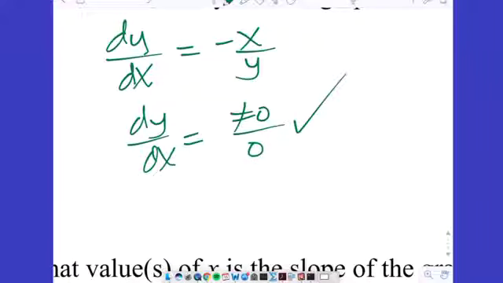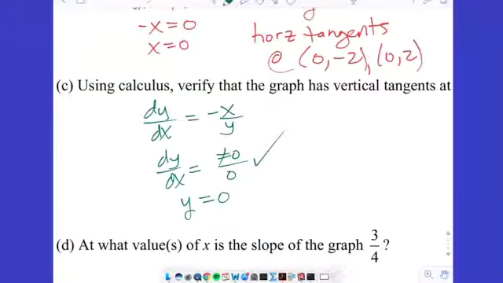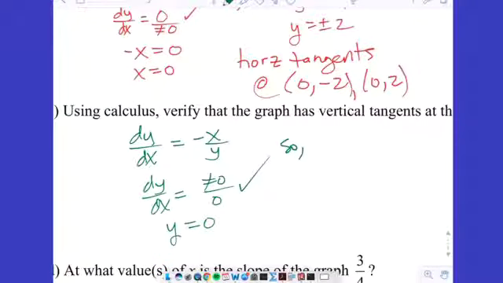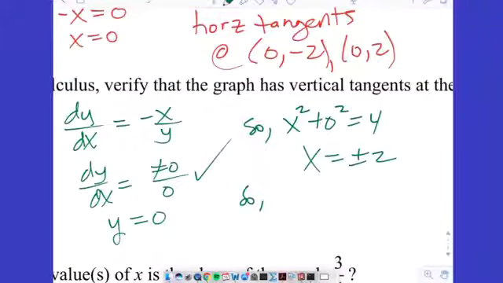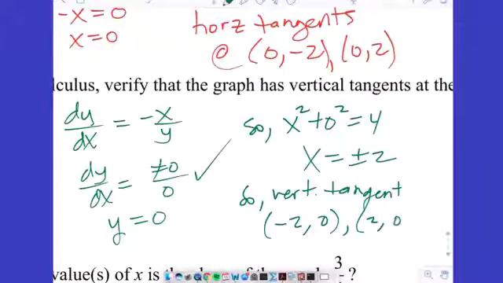Now you're just going to be setting the denominator equal to 0. And since I let the negative be part of the numerator, the denominator for me is just y. Well, there's never been an easier equation to solve for. y equals 0 is already solved for. So when you plug it back into your original x squared plus y squared equals 4, you get x squared plus 0 squared equals 4, and you solve for x and you get plus or minus 2. So we have vertical tangents at the points (-2, 0) and (2, 0). And once again, the calculus impressed us. It got the right answers.